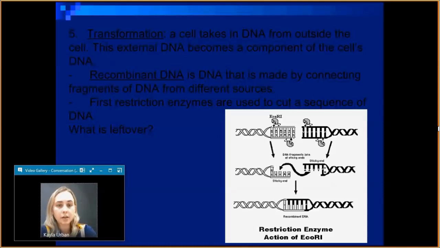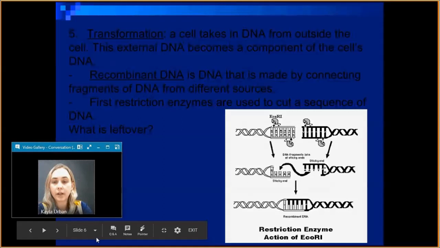So the first step, and here's your picture here, is to use a restriction enzyme to cut the sequence, and what is left over, if you look at this second photo, is based on where it cuts at a very specific sequence of nucleotides. That leaves some free nucleotides on either end, and we call those the sticky ends. And that is an area where you can insert a new piece of DNA and add it to that strand.